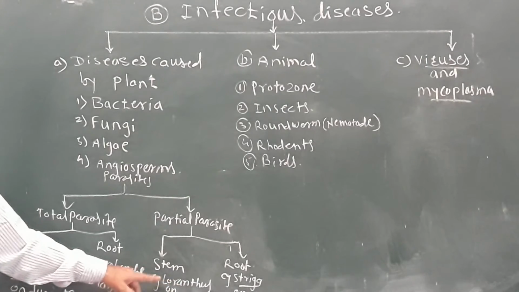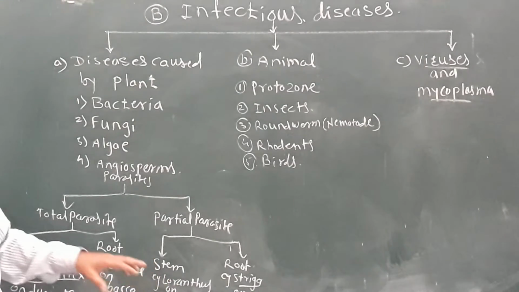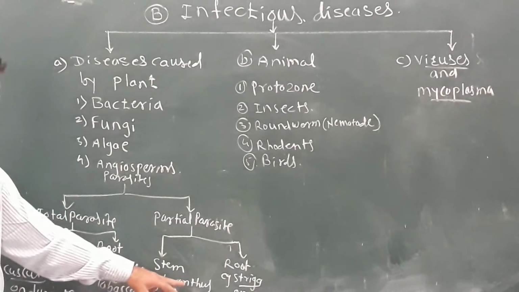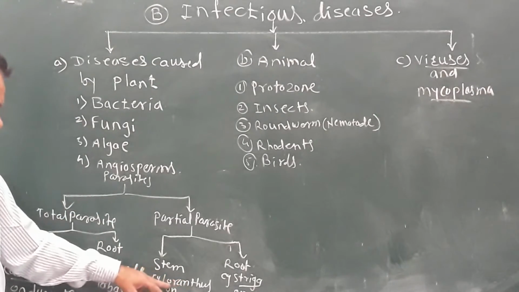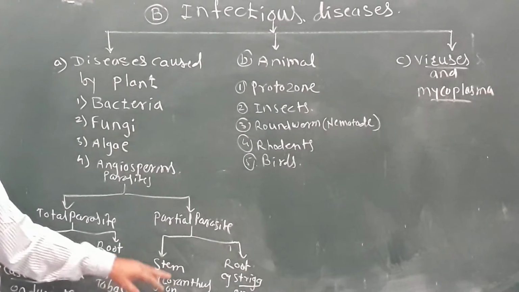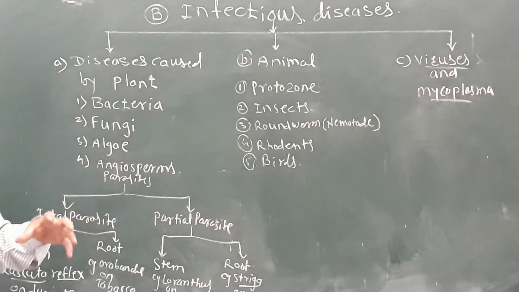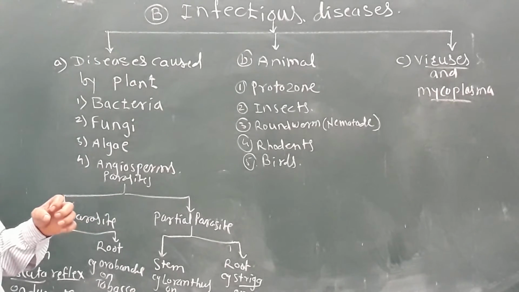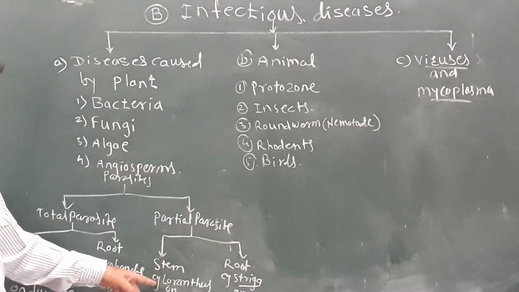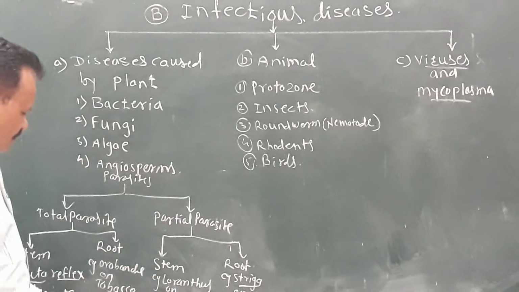It is an angiosperm, and this plant Loranthus can perform the function of photosynthesis. Photosynthesis can also take place in these plants. It is a green colored plant and it depends on the host only for the food material or nutrition, and photosynthesis can also occur in these plants.